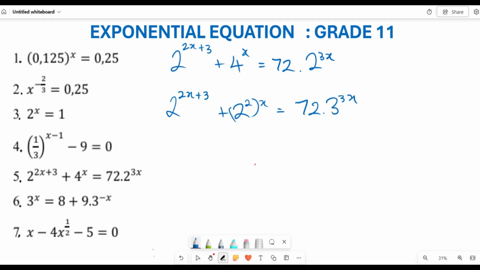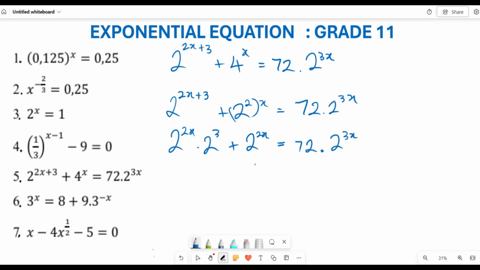So now from here, I want us to write this in factor form, what we are having on the side, right? So this is the same as 2 to the power of 2x multiplied by 2 to the power of 3, plus 2 to the power of 2x. Now this is the same as 72. Why did I write 3 here, right? This is the same as 2 to the power of 3, multiplied by 2 to the power of 3x, right?